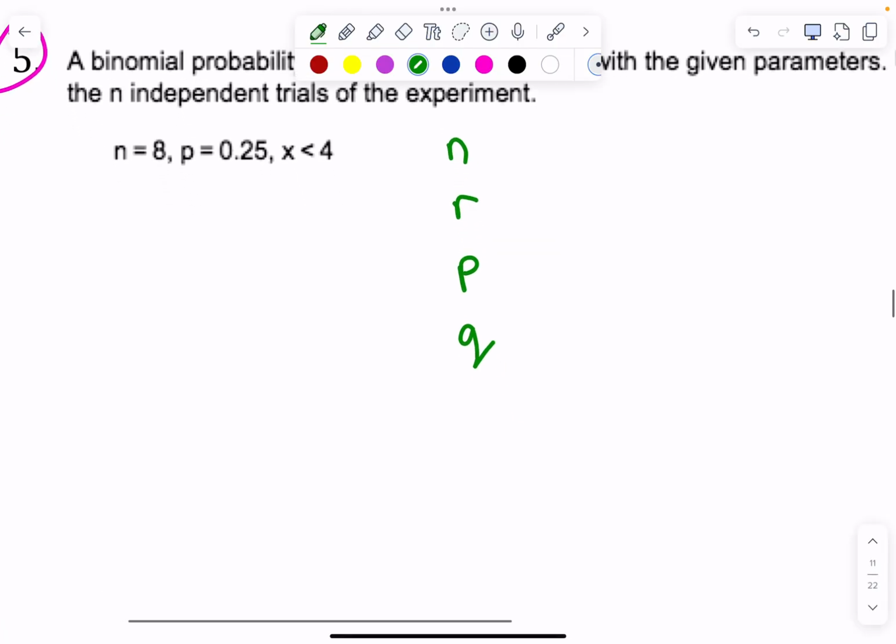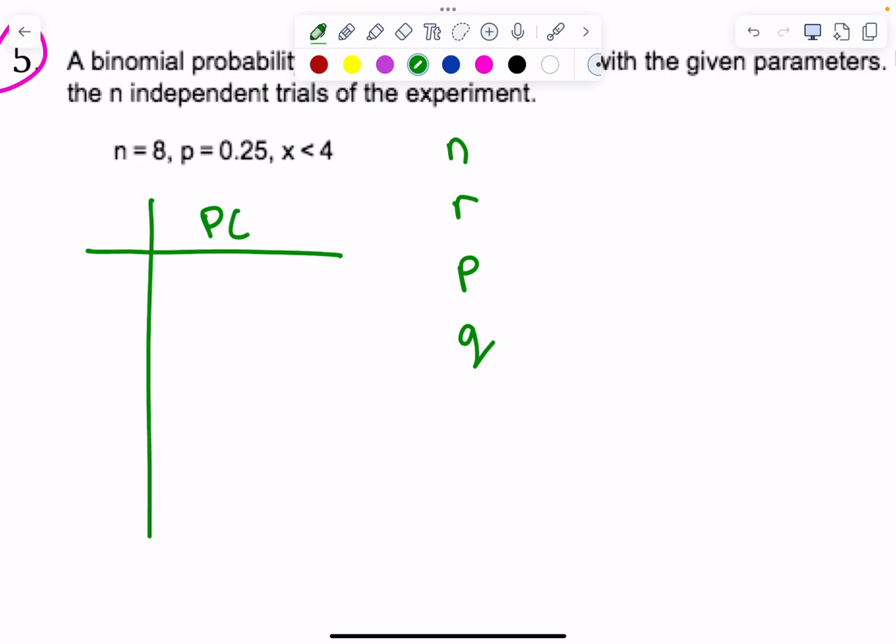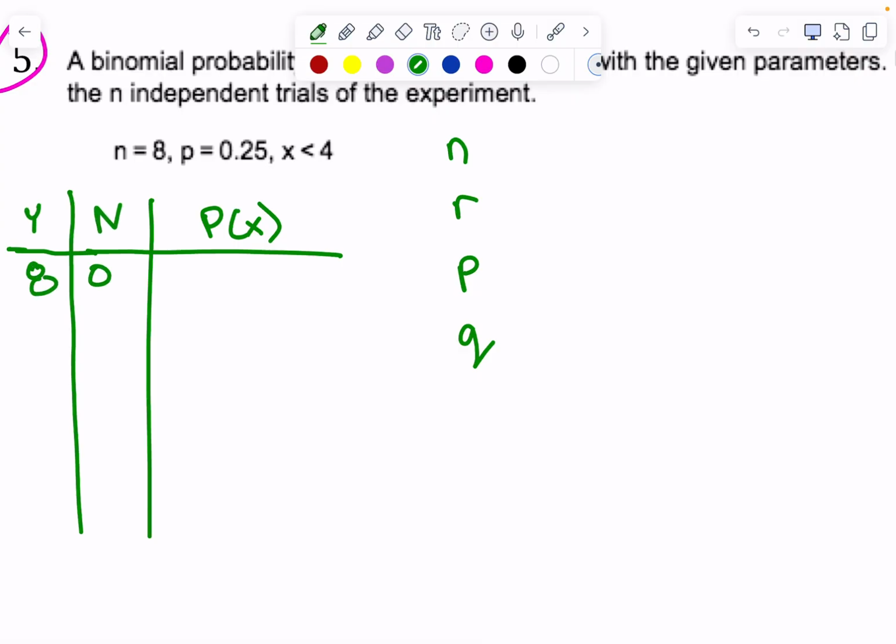I'm going to get my table ready to go here. Let's go P of X. So if we have 8 things, let's just say yes, no. So we could have an 8-0 split, a 7-1 split, a 6-2, a 5-3, a 4-4 split, a 3-5, a 2-6, a 1-7, and a 0-8.